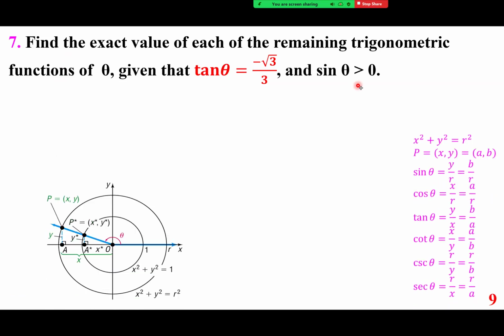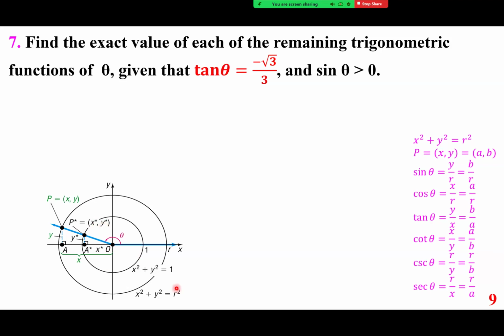Reminding you of a couple of things. This is a unit circle, x squared plus y squared equals r squared, and this is a general form, x squared plus y squared equals r squared. Both of them centered at (0, 0). This one has a radius 1, this has a radius r. And as you recall, for the unit circle, x represents cosine, y represents sine.